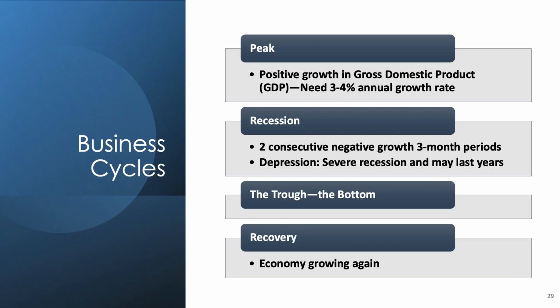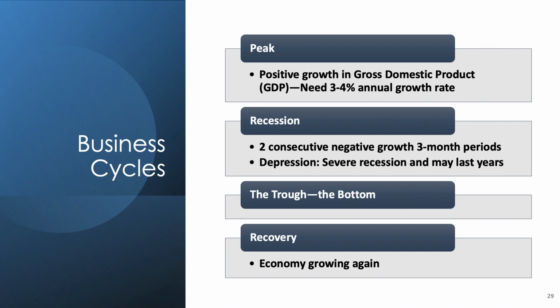We have business cycles in a free market economy. And just like we have a life cycle, we always have business cycles. It kind of looks like that old sine or cosine graph of trigonometry, and basically, peak. Peak is great. When the United States economy is peaking, we have positive growth in that gross domestic product. Now, we need somewhere between 3 to 4% annual growth rate. That says that we're peaking. Well, what if we don't get that? Then we would say the economy is contracting or recessing, which is a recession.